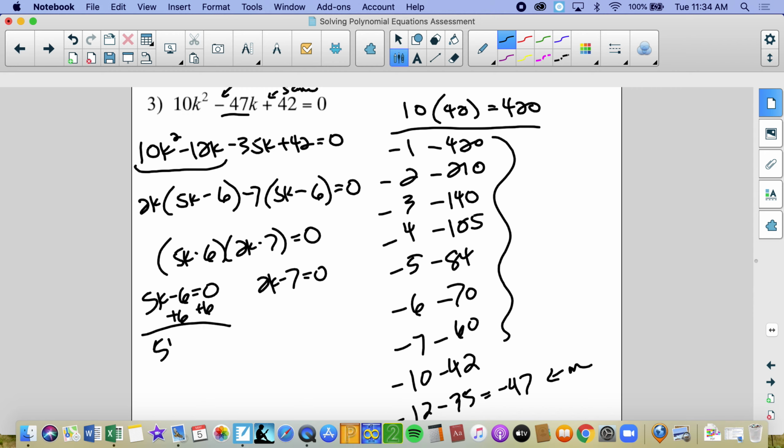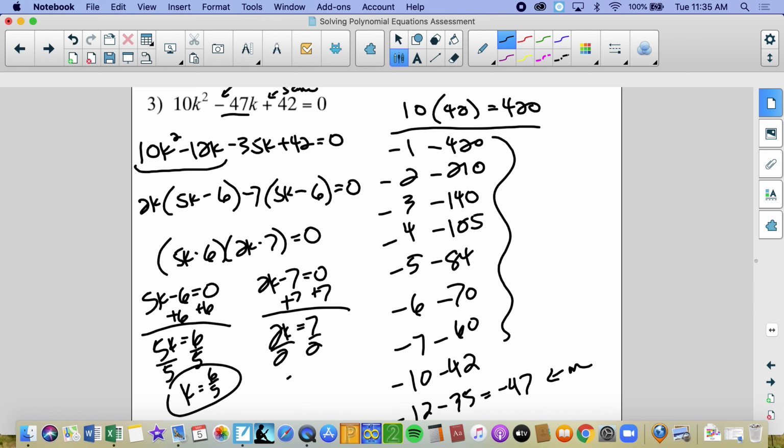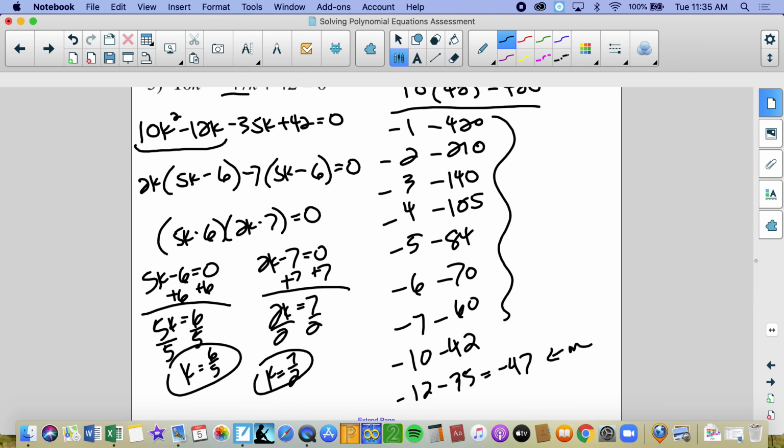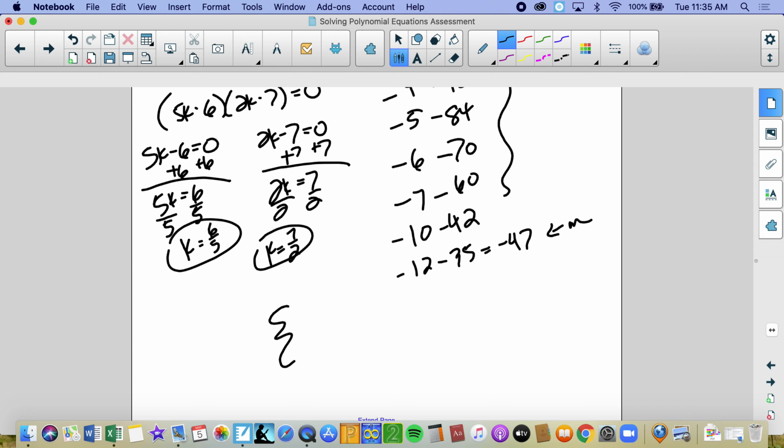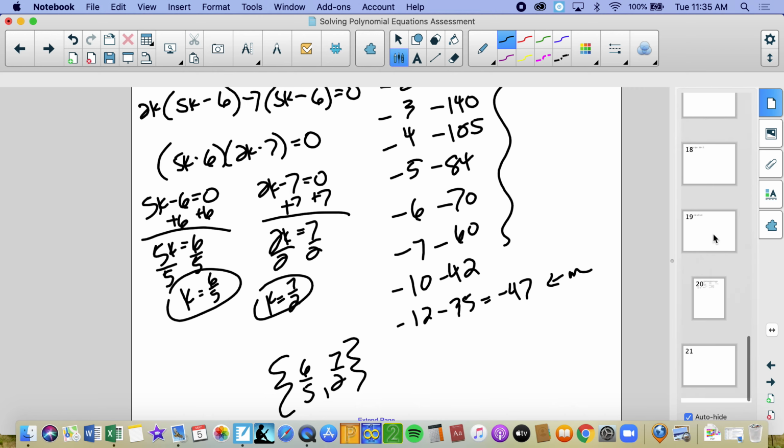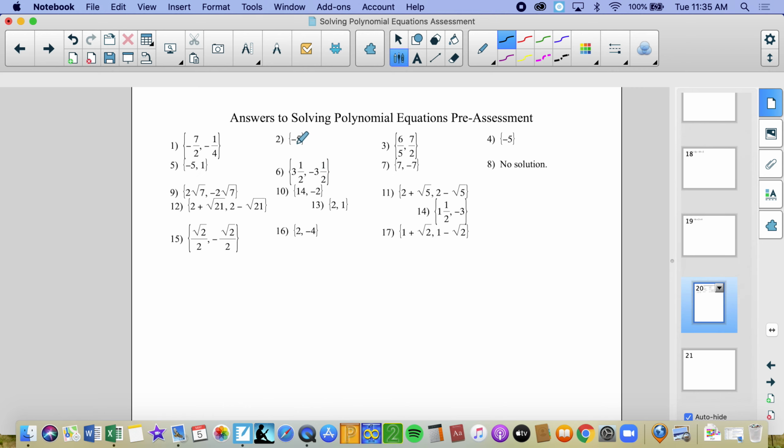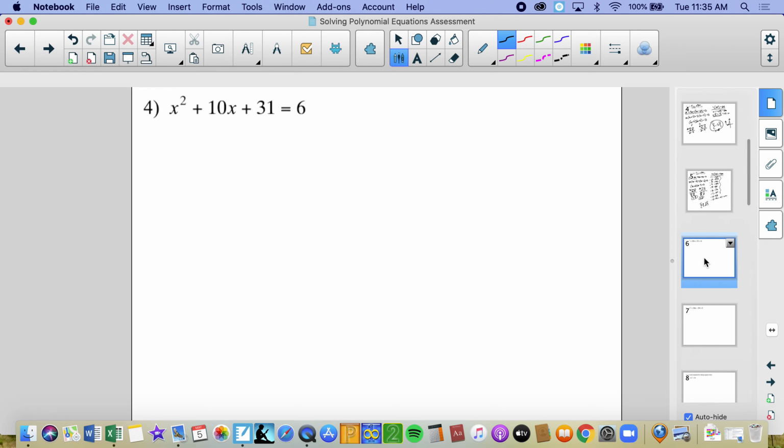Add 6, divide by 5, 6/5. Add 7, 2k equals 7, divided by 2, 7/2. And my solutions are going to be 6/5, comma 7/2. 6/5, 7/2. Let's check out the solution. 6/5, 7/2. Love it. All right, let's do the next one.